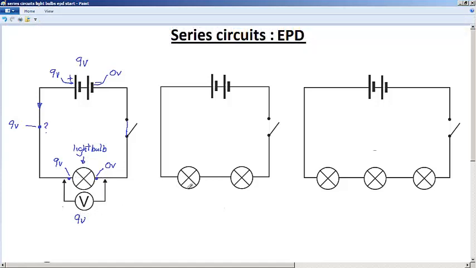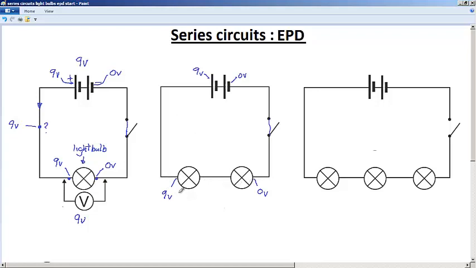Now what happens when we add an extra light bulb to the circuit? Again, the same applies. We remember we have 9 volts here and we have 0 volts here. We close the circuit, electric current flows, and we know around here there's nothing to change the potential energy of the current. So this will have 9 volts at that point, and again here the electrical potential will be 0 volts.